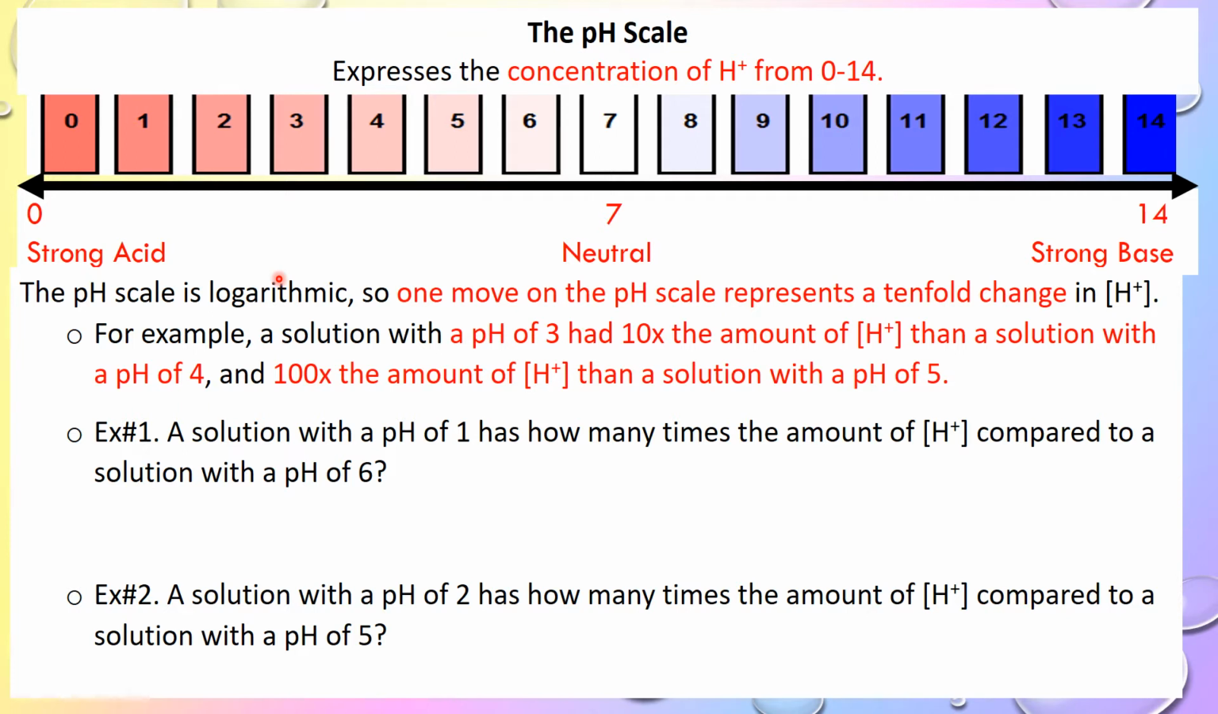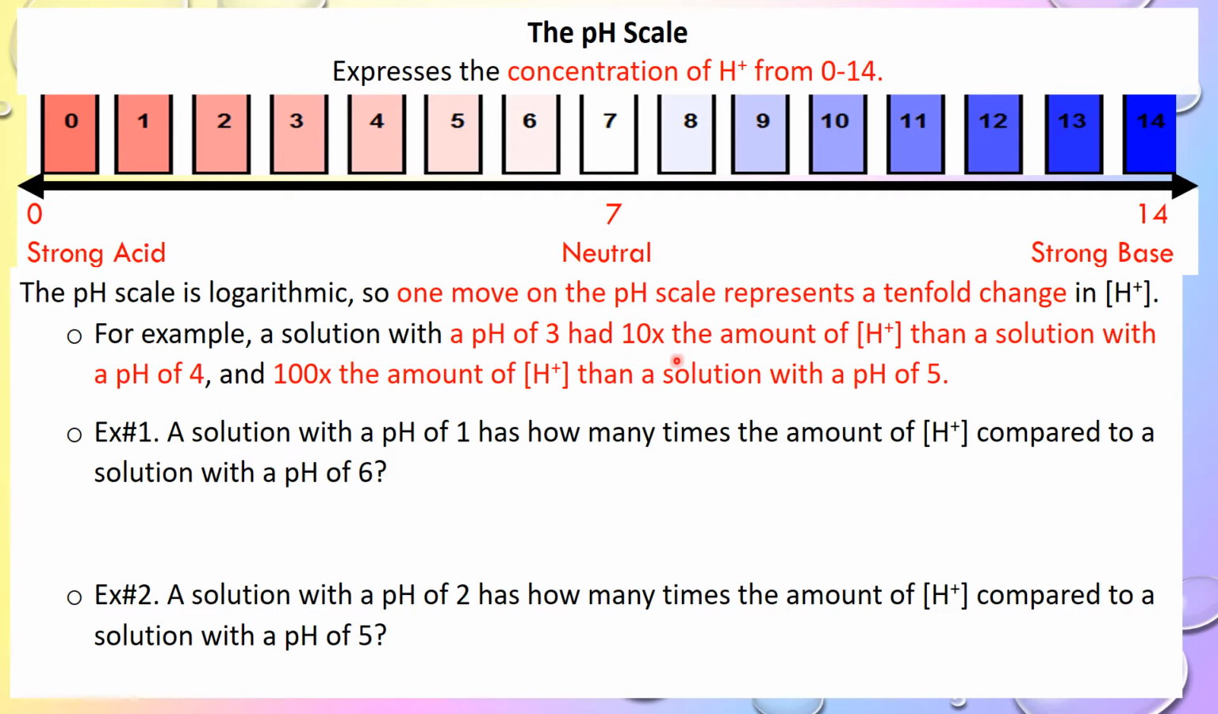The pH scale is going to be logarithmic. So one move on the pH scale represents a 10-fold change. So think of the Richter scale, I believe, that you guys did in earth science; it moves the same way. Going from one number to the next, it's 10 times the amount. So for example, a solution with a pH of 3 has 10 times the amount of hydrogen than a solution with a pH of 4. Okay, so as you move down from a 4 to a 3, it's 10 times more acidic.